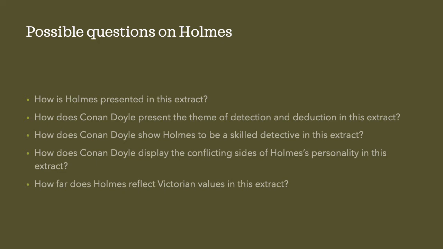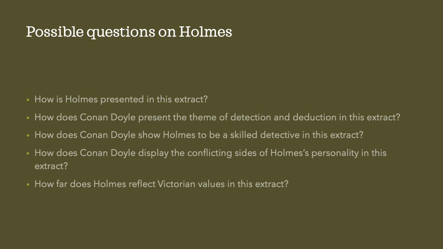So we begin with the standard: how is Holmes presented in this extract? Later on we'll have a look at the potential extracts that you could get in the exam, but that will be the first type of question, so very general. Secondly, how does Conan Doyle present the theme of detection and deduction in this extract? So remember the difference between detection and deduction. Detection is the looking for clues, the observing. The deduction is then the working out the meaning behind those clues.